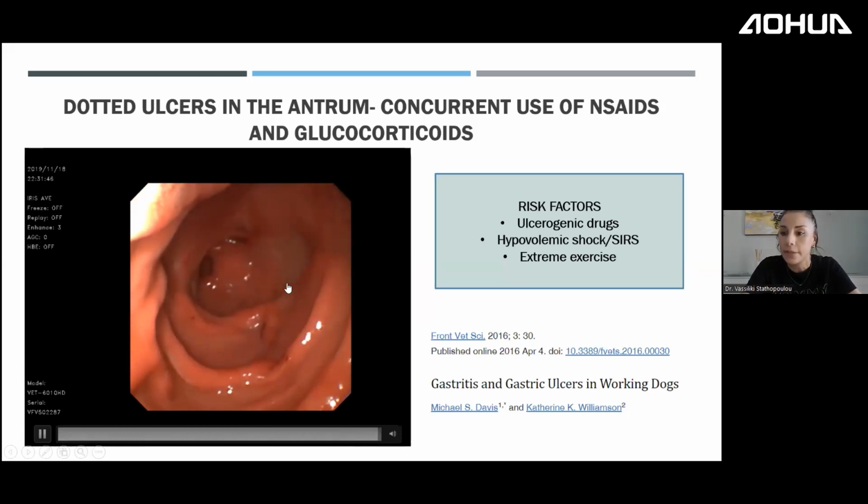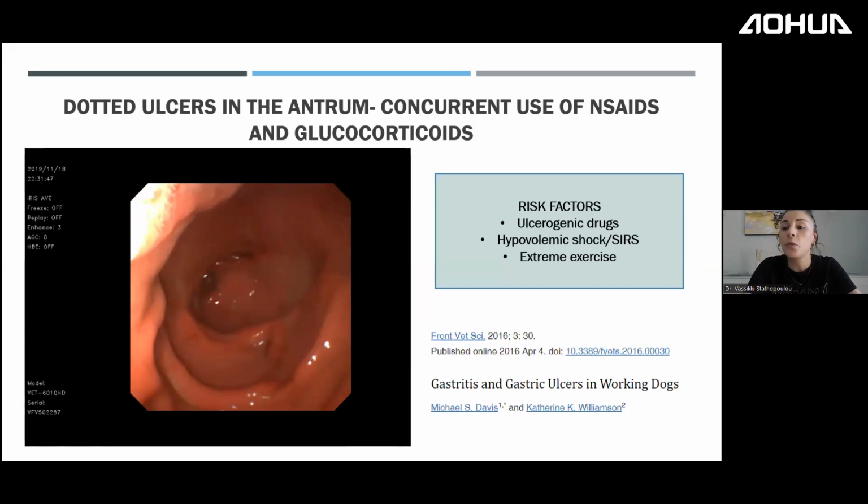They're not that deep. Yet, if we would continue the administration without considering that it could be due to the combination of the medications, because for glucocorticosteroids, it's not proven, it's not evidence-based that they can cause ulcers primarily, but for the non-steroidals, it's a de facto situation.